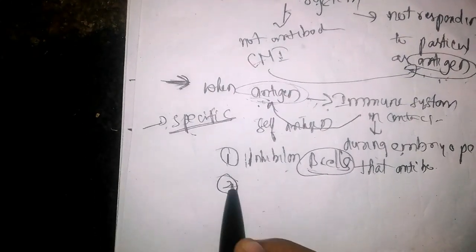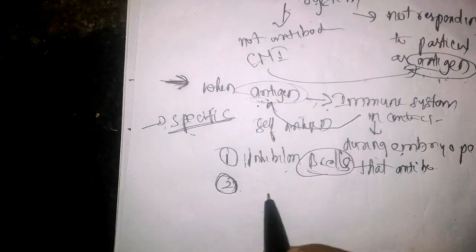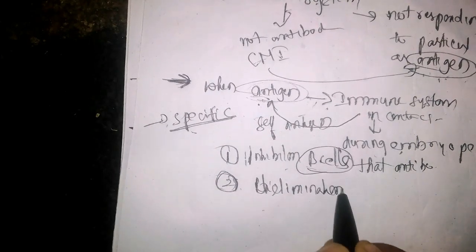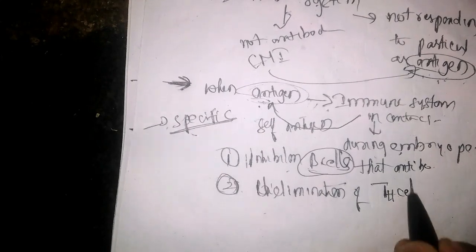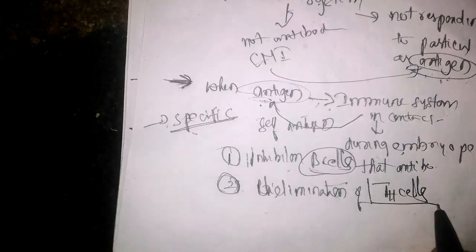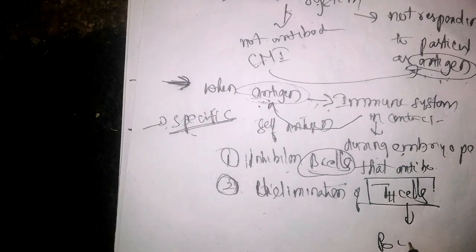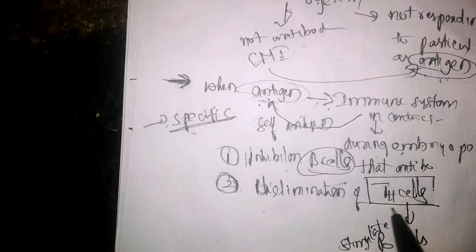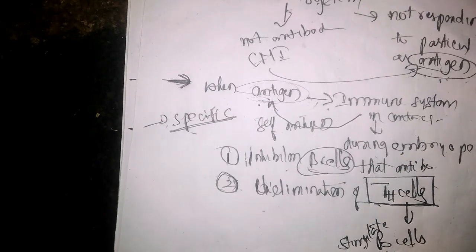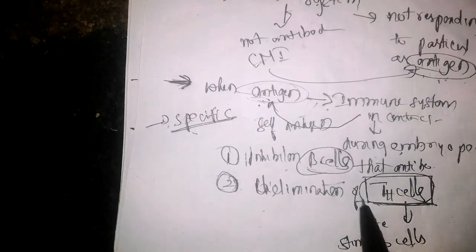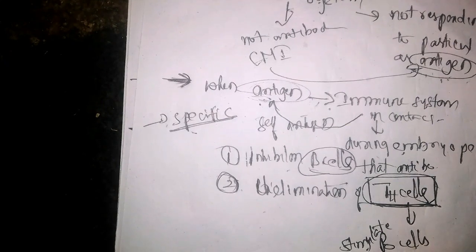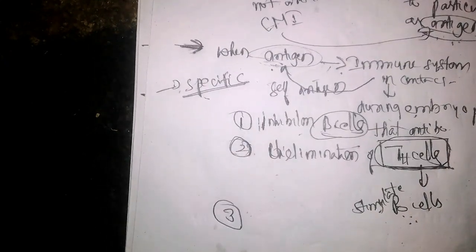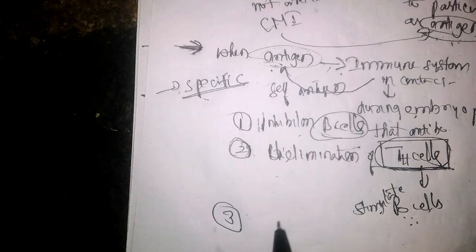The second mechanism is elimination of TH cells. As all of us know, TH cells stimulate B cells to produce antibodies. Whenever these TH cells are eliminated, there will be no immune response because there is no stimulation of B cells and no production of antibodies.